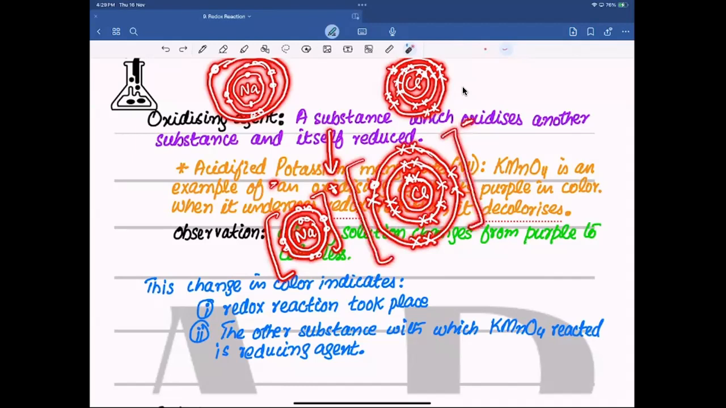So it means chlorine undergoes reduction. If chlorine undergoes reduction, it gets the electron, but from whom does it get the electron? It helps sodium. And sodium, when it lost its electron, lost it to chlorine. So it means it helps chlorine to get reduced. So that's why sodium is a reducing agent, because it helps chlorine to get reduced, right?